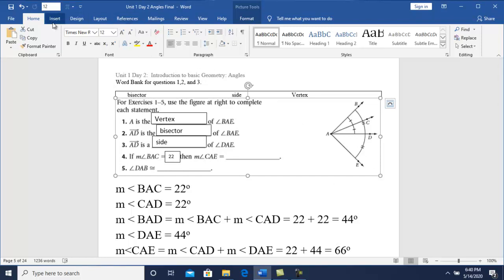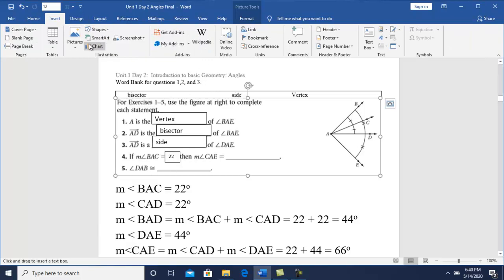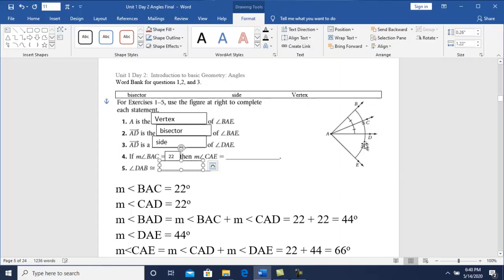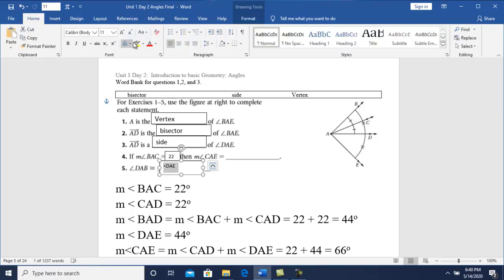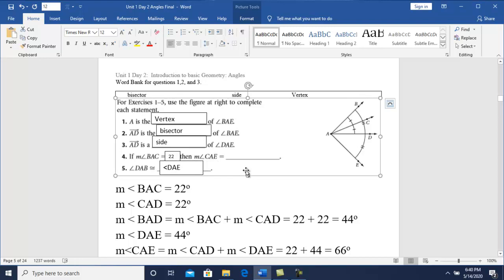All right, last question. We have angle DAB, that's the top half, which would have to equal the bottom half. So it would be angle DAE. Let's see if I can make that bigger for you. Okay, and there you go. Those two, the top half is congruent to the bottom half.